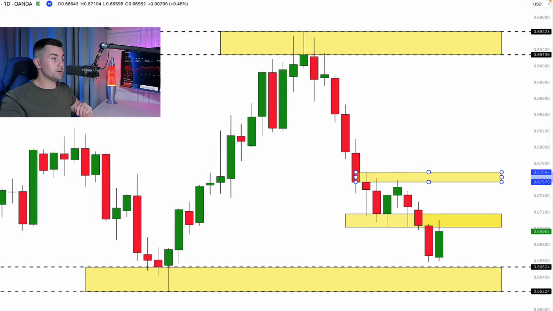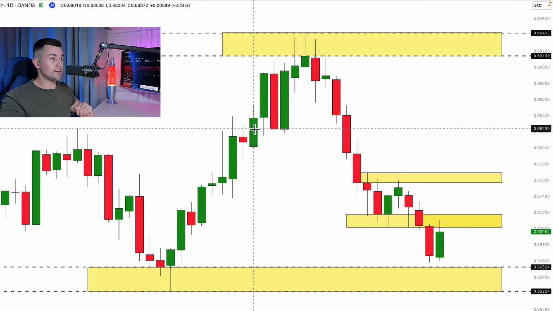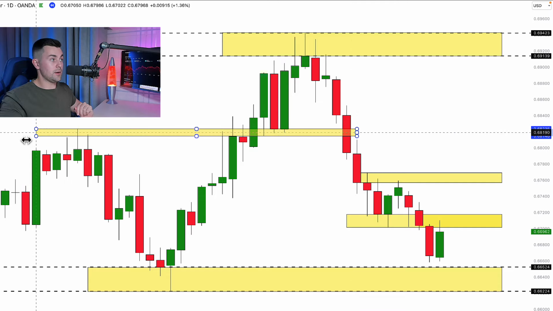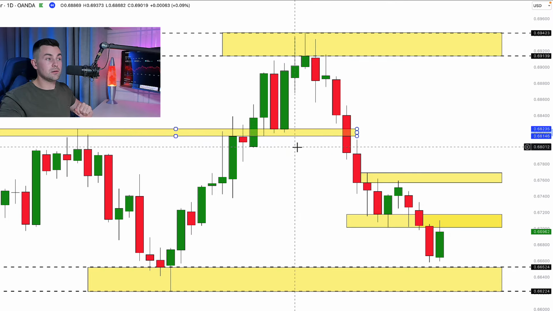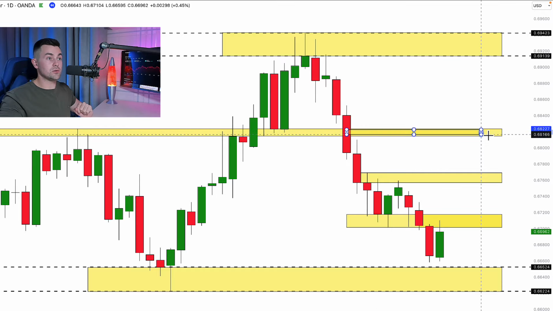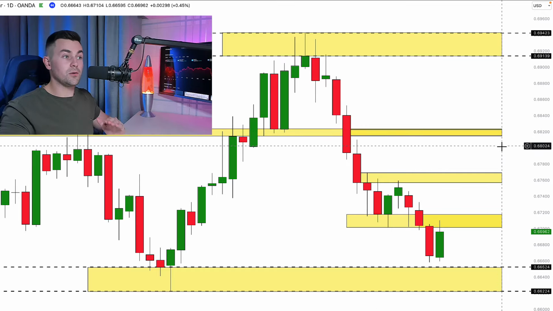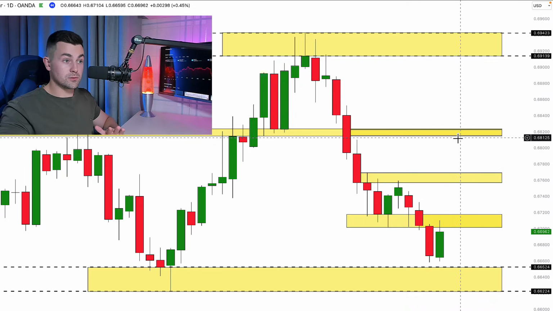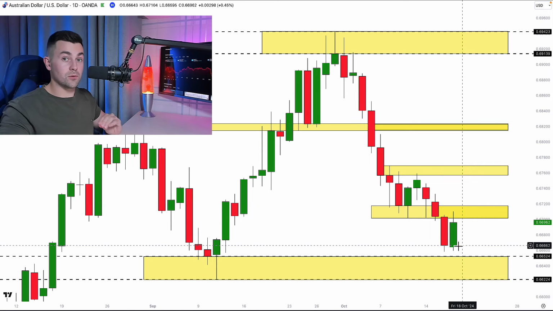Then a little bit higher right here we can spot that we have a very significant structure cluster. You can see that in the past it was the resistance, it was the support, and many times it was respected by the market. It is one more strong resistance that we should underline. And so far you can see that we identified 4 strong resistances here and 1 strong support.